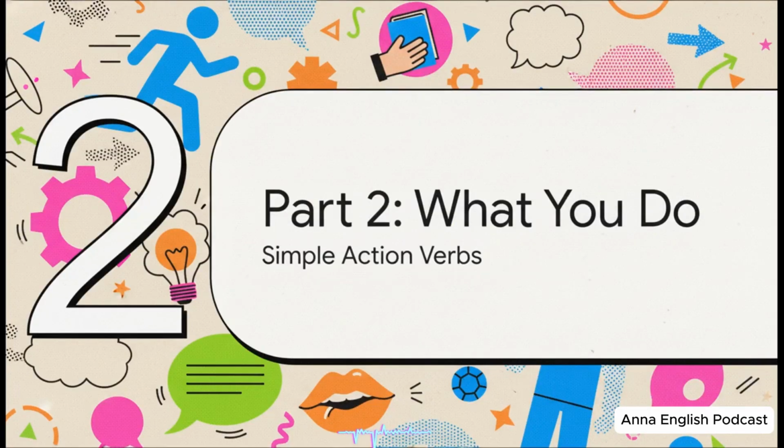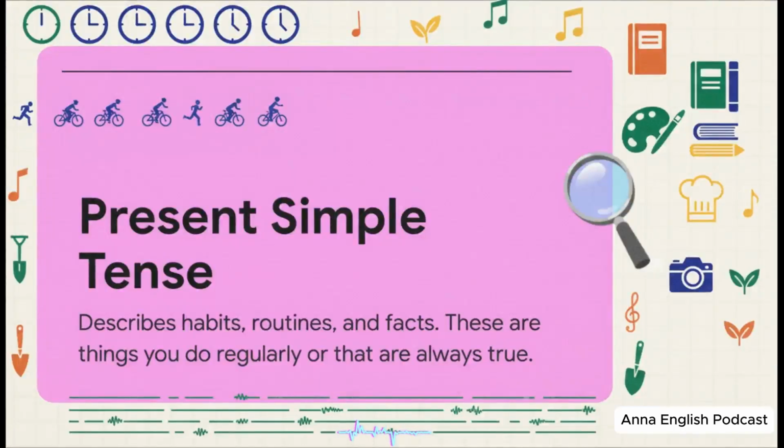Fantastic. So, now that you can say who you are, let's talk about what you do. This is where we bring in all the action. We call this the present simple tense. And here's the key thing to remember. We use it for things that are generally true. So think about your job, your hobbies, your daily habits, all those things you do again and again.